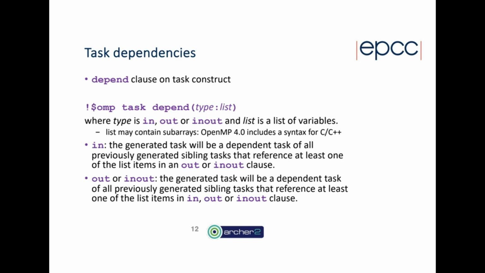So the syntax looks like: the type of dependency, which is either in, out, or inout, which is both, and then a list of variables. The list can also contain subarrays, and it uses the syntax for subarrays. OpenMP defines a syntax for specifying subarrays in C and C++. This isn't the only place you can use them. You can also use that syntax if arrays appear in private clauses or reduction clauses, for example. You can specify subarrays with this special syntax.